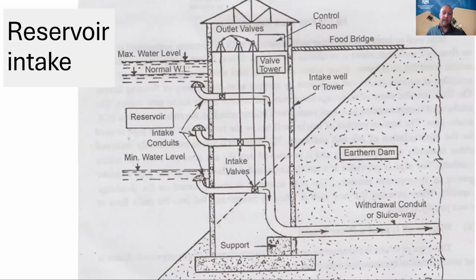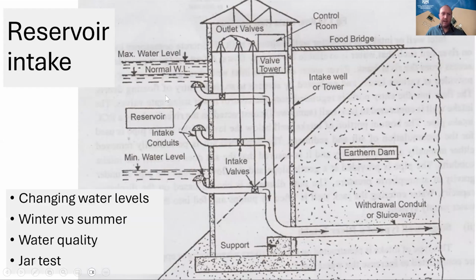But a lot of times these towers have multiple different intakes depending on the level of the water. This is a nice diagram that I think shows this well. Here's our tower with our different levels of intakes in it. These intakes are used at different times of the year depending on different things, of course changing water levels. If the water level is lower down, you'll have to switch to a water intake that is lower down, that is actually in the water.